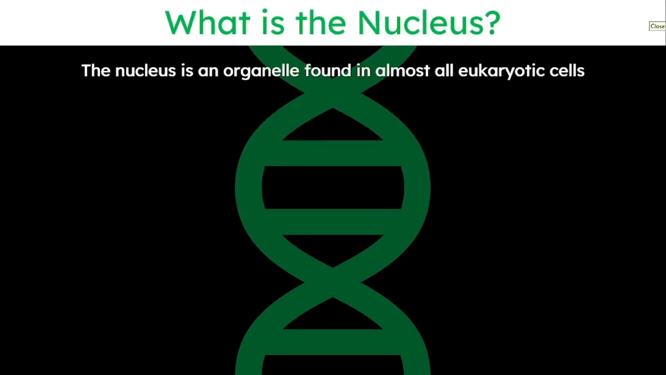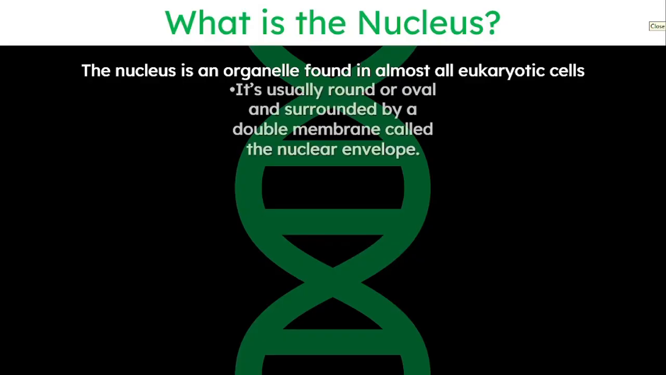Well, the nucleus is an organelle that is present in almost all eukaryotic cells. That means in all animal cells and plant cells. It is usually round or sometimes oval, and it is surrounded by a double membrane, the inner membrane and the outer membrane. Together, they are called the nuclear envelope.